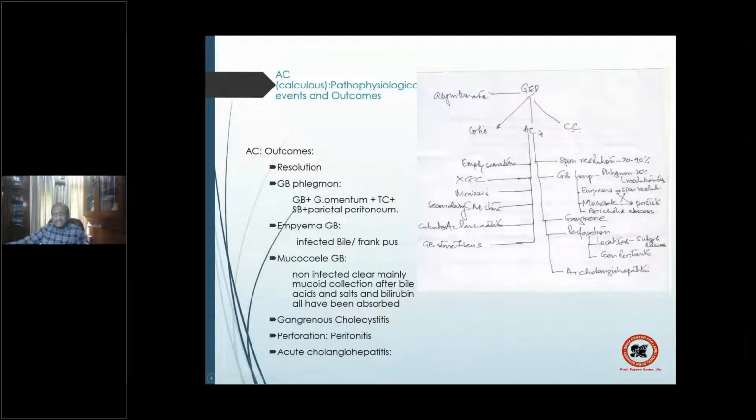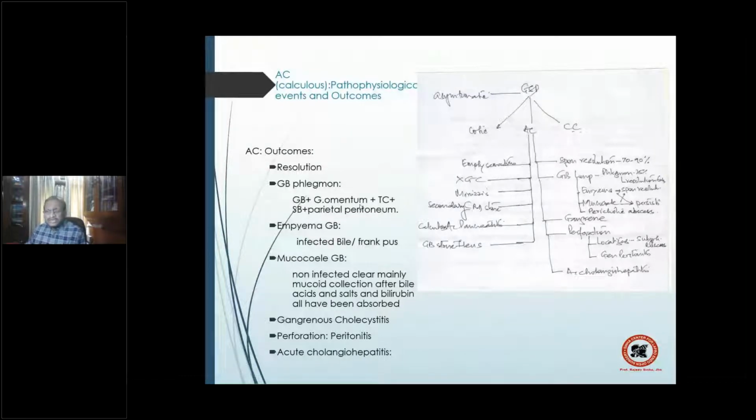Now, if you have acute cholecystitis, let's look at the right part of this chart. You can have a spontaneous resolution after an attack, which usually occurs in 70 to 90% of cases. In about 25% of cases or less, you have a gallbladder lump formation. This gallbladder lump is usually either a phlegmon, and we know what a phlegmon is. It is a combination of the inflamed gallbladder along with the adherent greater omentum, the transverse colon, the small bowel, and the parietal peritoneum. That basically means the adjacent structures lying in close vicinity of the gallbladder.